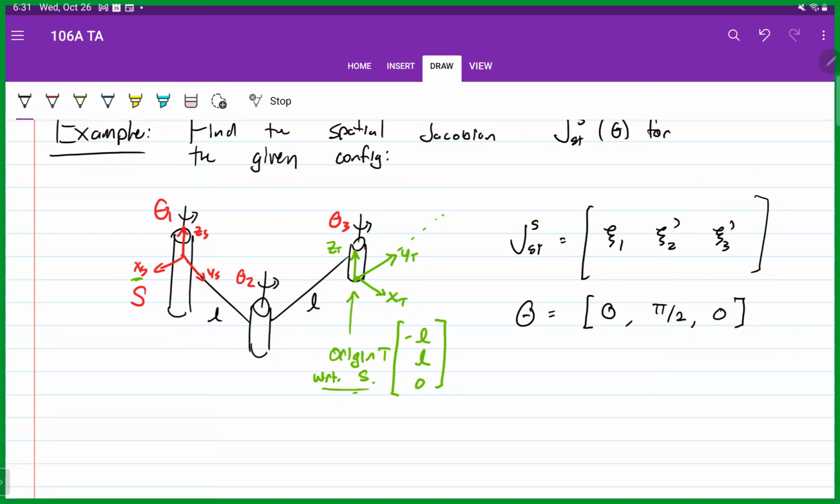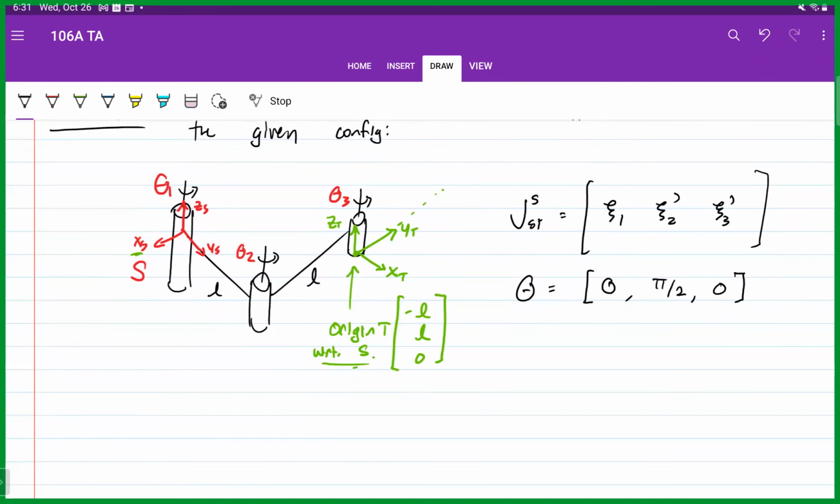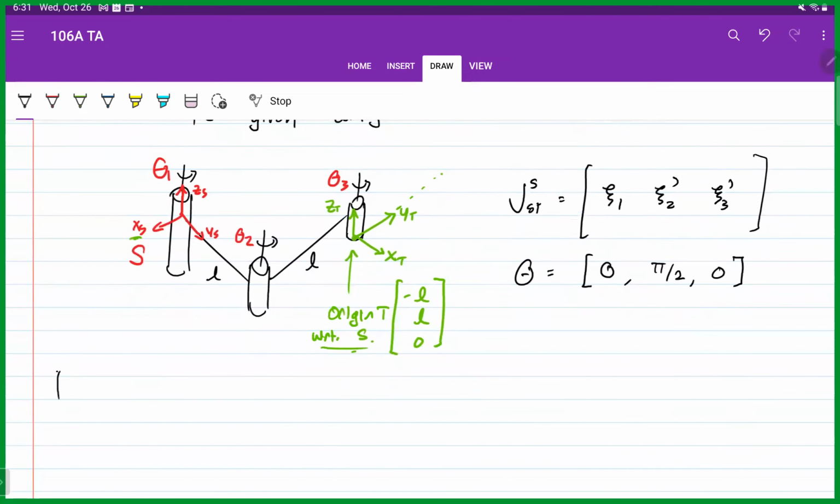Okay. So where do we get started with this problem? Well, first up, we just got to start by finding these twists, right? Once we find these twists, we'll really be on our way to finishing this thing. Okay, so let's find our twists.